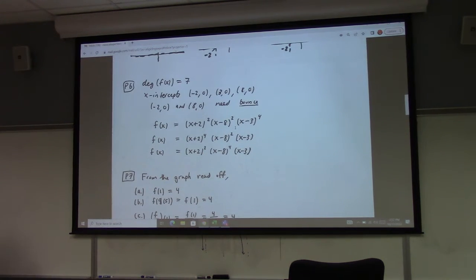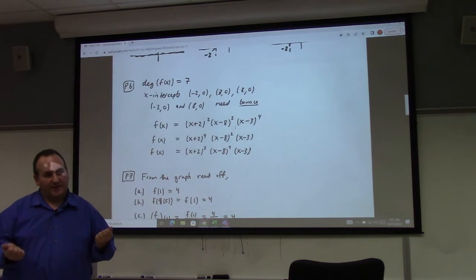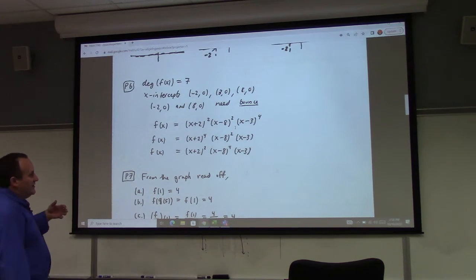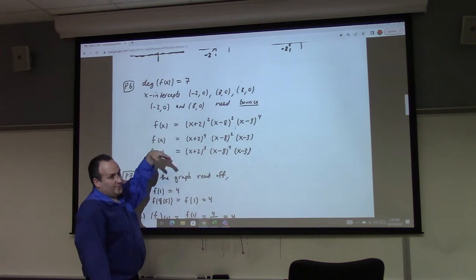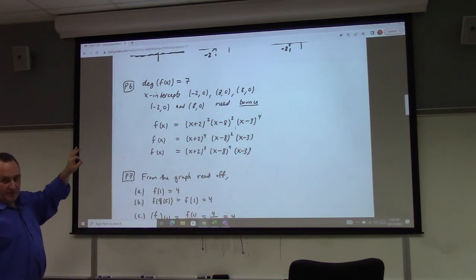Problem 6 is a little bit tricky. Problem 6 is tricky because there's not one answer. There are 3 possible answers here. And even so, you could take any one of these answers and multiply by a number, it'd still be an answer, right? So this one, you wanted degree 7 polynomial.